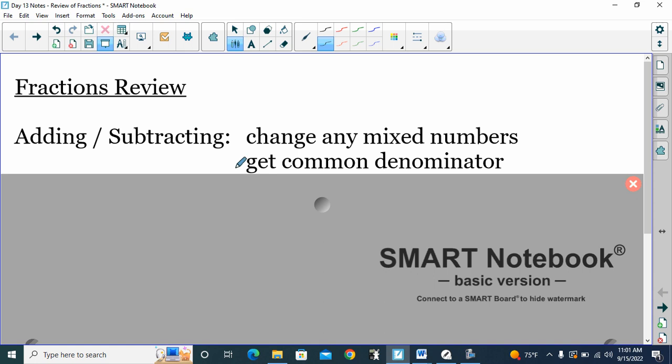Adding and subtracting, we need a common denominator. The denominator, remember, is the bottom. So the denominator needs to be the same in both fractions. If they're not the same, we need to change them so they are the same.